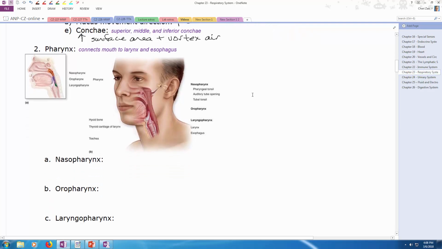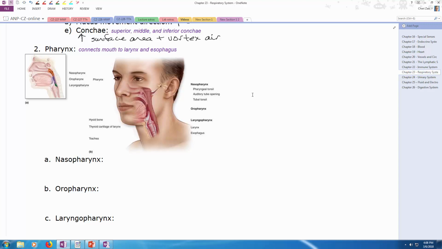The pharynx is a posterior structure. It has a nasopharynx, oropharynx, and laryngopharynx. Our notes say it connects the mouth to the larynx and the esophagus. So it is an area where things are going to go, and then things are going to be decided in a very specific area, at the laryngopharynx, which direction we're actually going to take things.